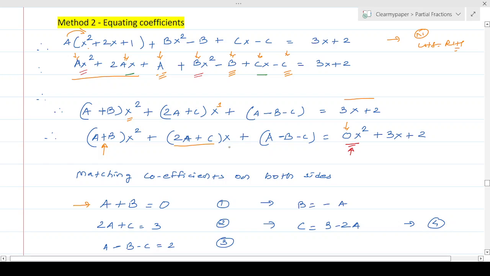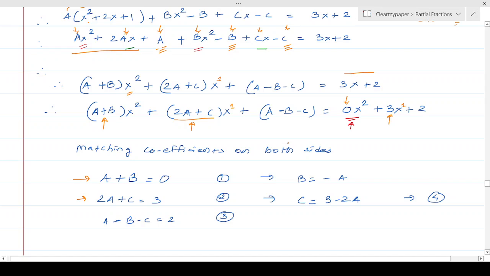Similarly, the coefficient of variable x, which is x to the degree 1, is 2a plus c over here. On the right hand side, the coefficient of x to the degree 1 is 3. So we match that in the second equation, 2a plus c is equal to 3. Last but not the least, the last term is only the constants, or you can think of this as x to the power of 0 in terms of polynomial. On the right hand side, we have 2 as a constant. We can think about 2 as 2 into x to the power 0. So we are matching the coefficients of x to the power 0, which will be a minus b minus c is equal to 2, and that's what we put here.